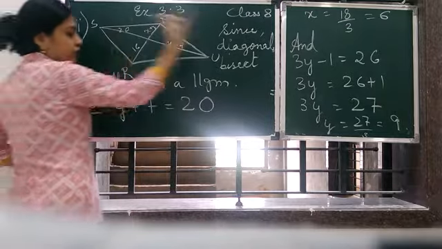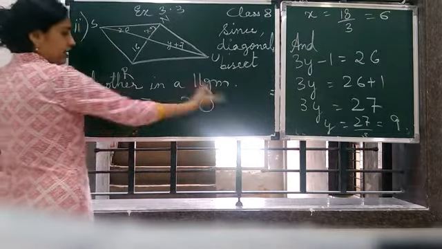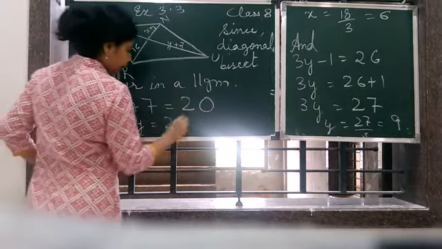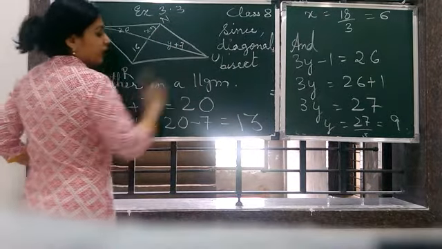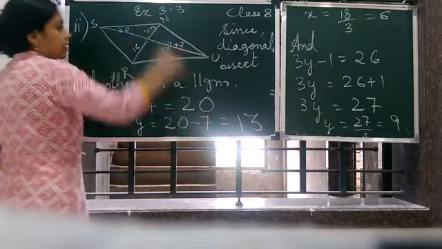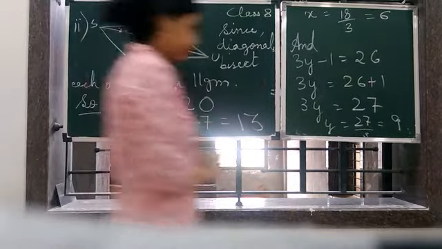Now this 7 will be transposed to this side. Plus 7 becomes minus 7. 20 minus 7, which comes out to be 13. So the value of y is what? 13. Now we will find out this.